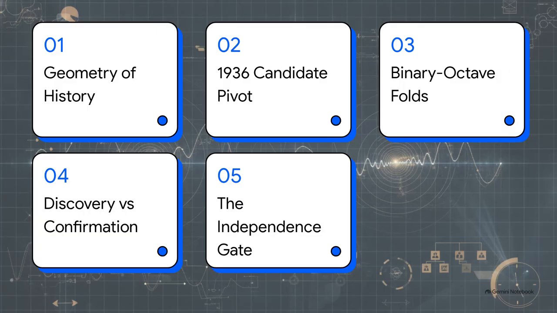Okay, here is our roadmap for today's explainer. We're going to start with the geometry of history, then we'll examine the 1936 candidate pivot as a case study, explore binary octave folds, unpack discovery versus confirmation, and finally, we'll walk right through the Independence Gate.